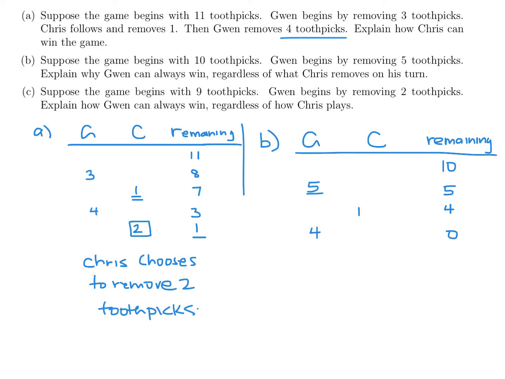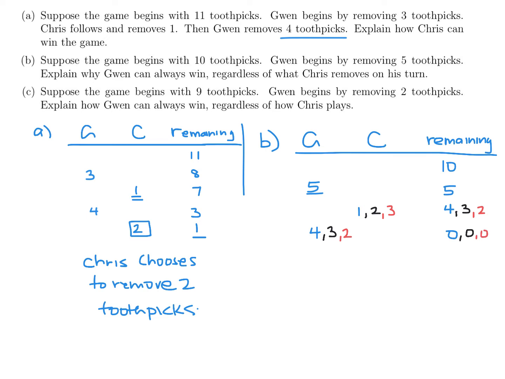Okay. Another scenario is Chris could remove 2. And then there would be 3 left. And then Gwen could just remove those 3. And then there'd be 0 remaining. Another scenario is that Chris could remove 3. And then there would be 2 left. And then Gwen could remove those 2. And there'd be 0 remaining. And Gwen would win again.